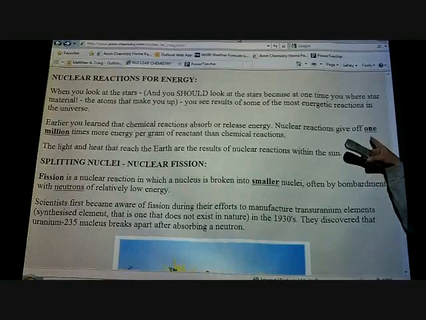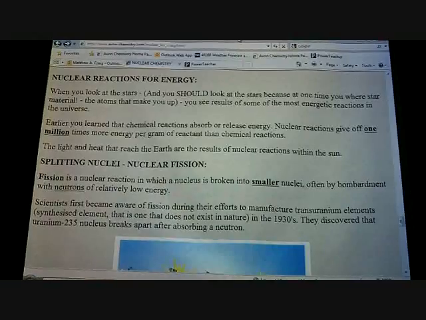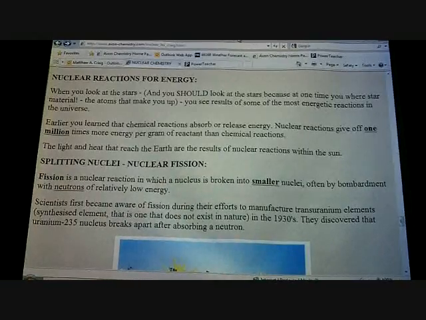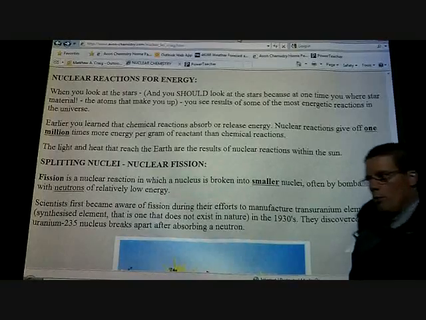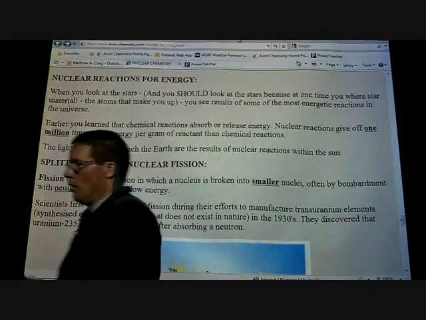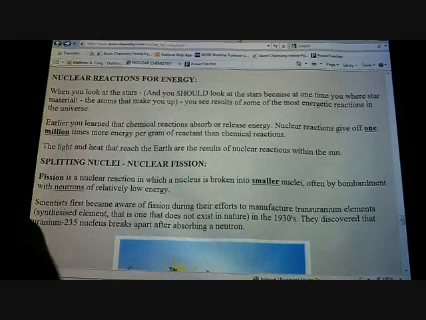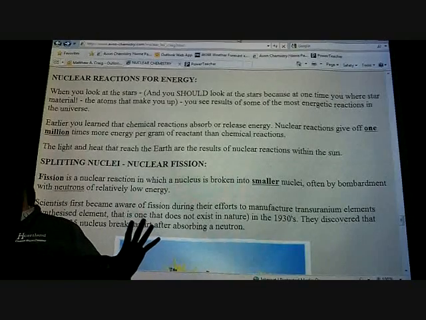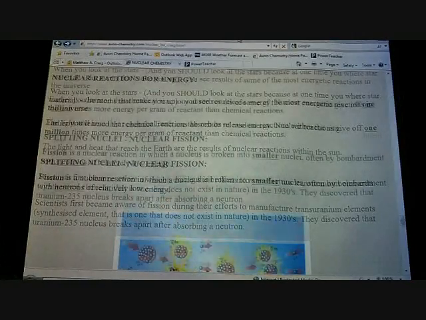But I also have a point here that nuclear reactions give off 1 million times more energy per gram of reactant than normal chemical reactions. That's pretty significant, pretty efficient, if you would say. Now, again, remember that energy is not created or destroyed, it just changes hands, so to speak. So it's not like we're creating this energy. All this energy is built up.